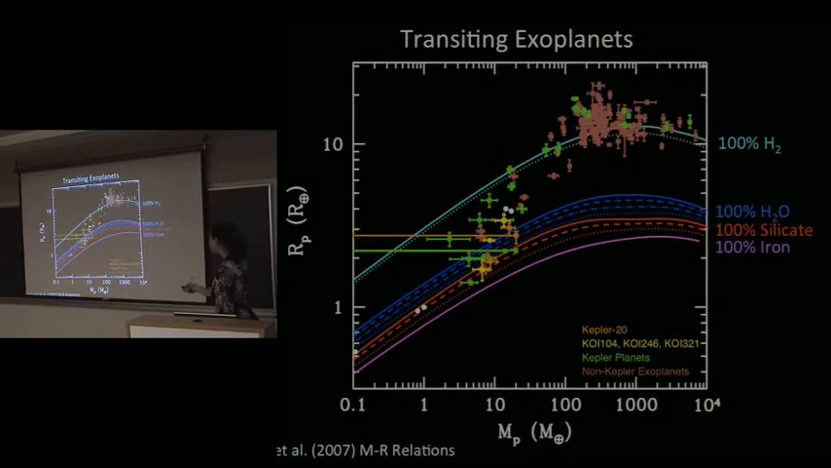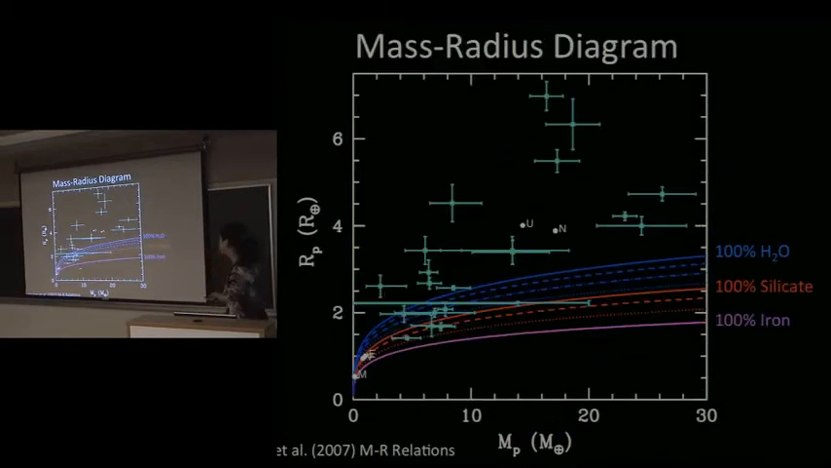So the solid blue line is for 100% pure water. The solid red is for pure silicate, a pure rock planet. And this purple line is for a 100% hydrogen planet. And so these are the hot Jupiters, some of the first planets discovered. But in this talk and in my research, I'm mostly interested in these smaller guys. And so here we are zooming in.